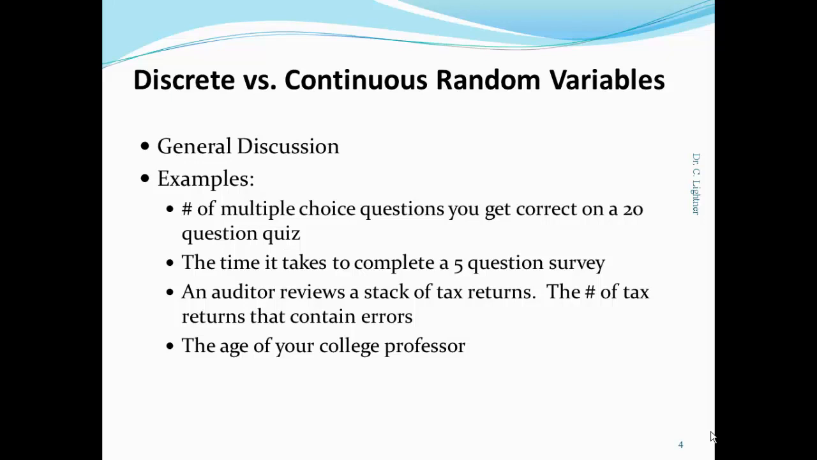The next example, an auditor reviews a stack of returns, the number of tax returns that contain errors. This would be considered a discrete random variable. If there were 50 tax returns in the pile, it is possible for 0 up to 50 of the tax returns to contain errors. Since it is not possible for 7.924 tax returns to contain errors because only whole values in the interval from 0 to 50 could occur, this would be considered a discrete random variable.